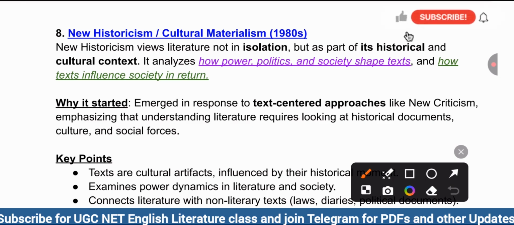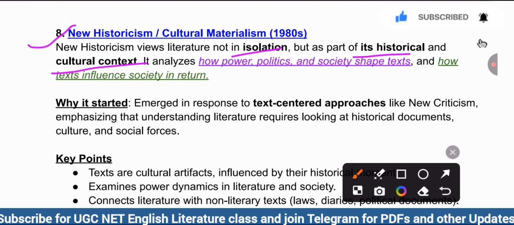Another one we have is New Historicism, which is cultural materialism, from the 1980s. New Historicism views literature not in isolation, not single, individual, alone, but as a part of its historical and cultural context. That means literature has been derived from the very beginning. It is not isolated, but it is a part of a historical context. You cannot discard this fact.